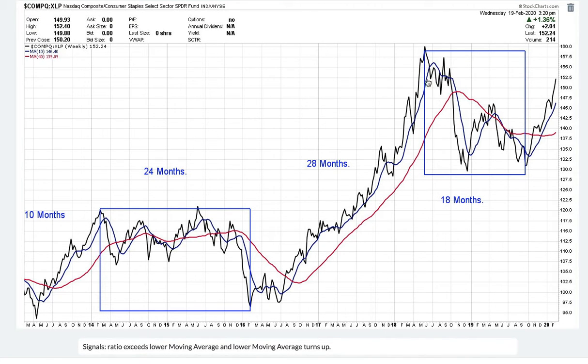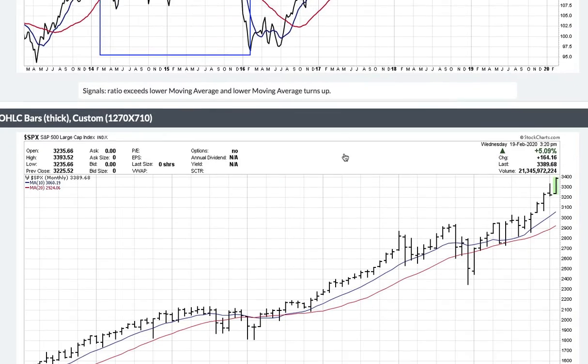Now realize we went through a very difficult period here for growth stocks for about 18 months. Now we're in an uptrend. The moving averages are doing the right things. The aggression index looks very positive.